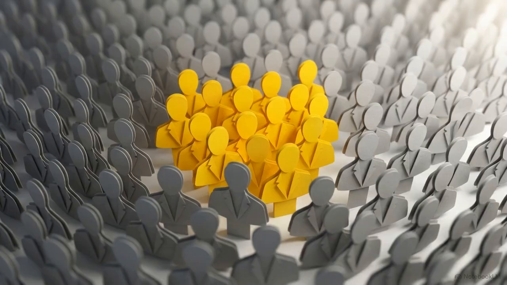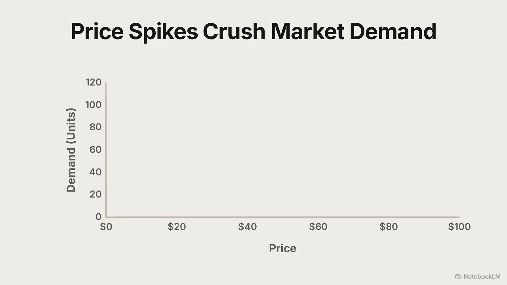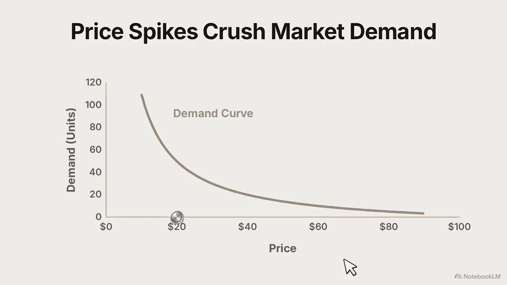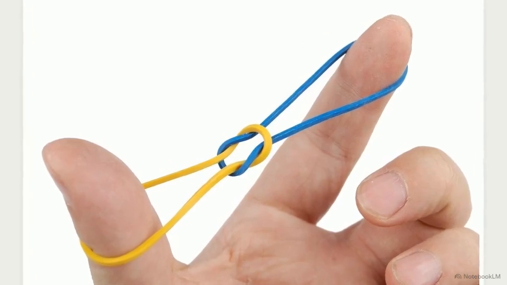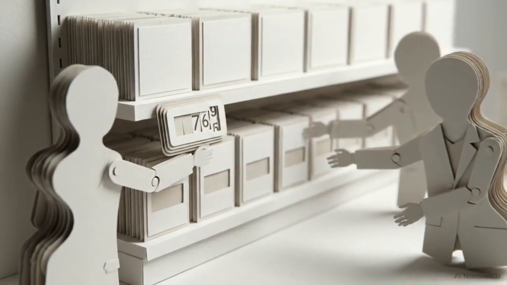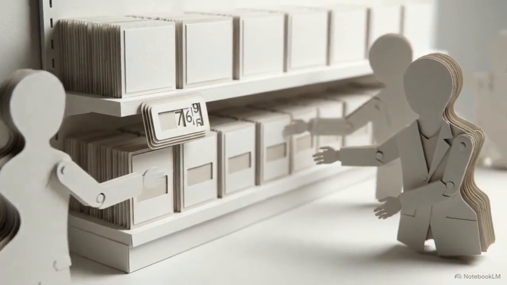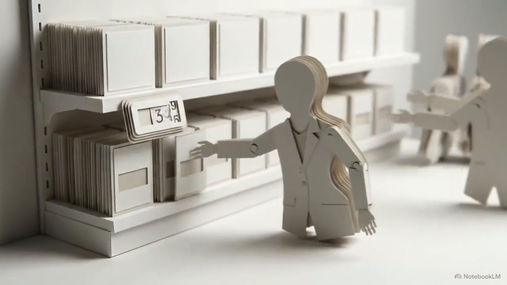After defining the goal, the process moves to step 2, determining demand. This requires understanding how sensitive a specific market is to price fluctuations. This is known as price elasticity. In a market with highly elastic demand, represented by these stretched rubber bands, a small increase in price causes consumer demand to snap back, resulting in a large drop in sales.